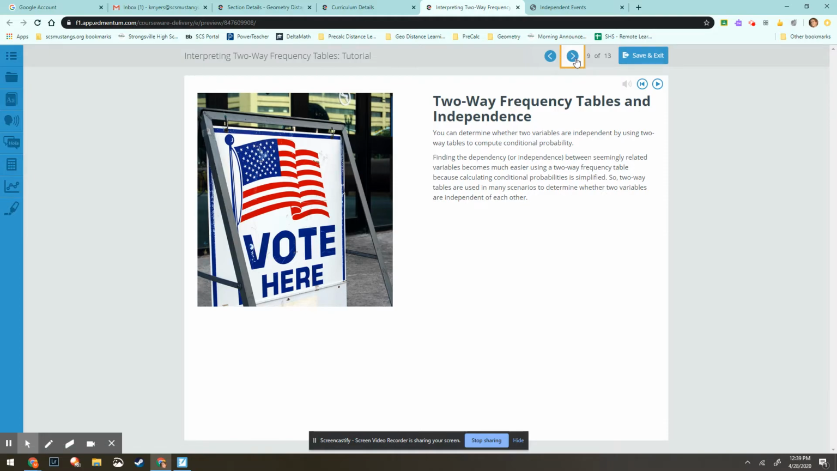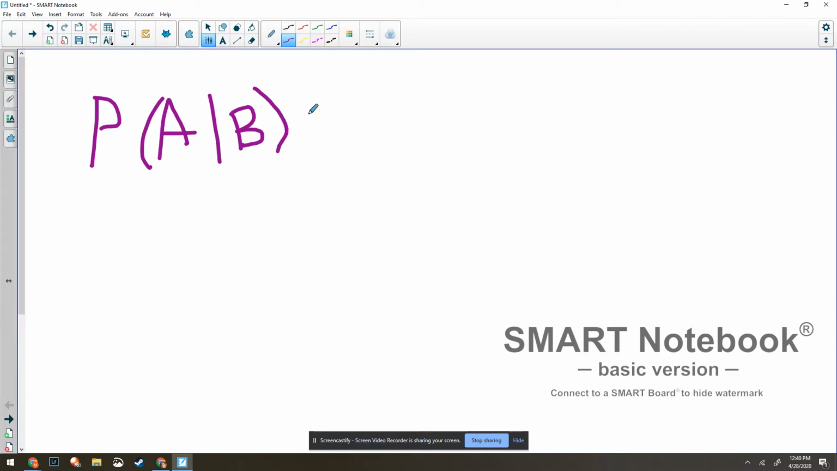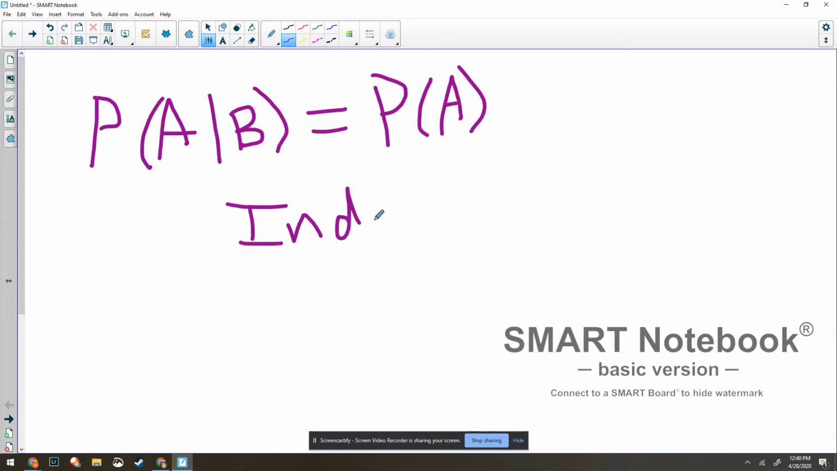Slide number 9 says another thing we can use two-way frequency tables for is independence. I just want to remind you that for independence, if the probability of A given B equals the probability of A, that means the events are independent. If the probability of A given B does not equal the probability of A, then the events are dependent. And again, I missed my smartboard.